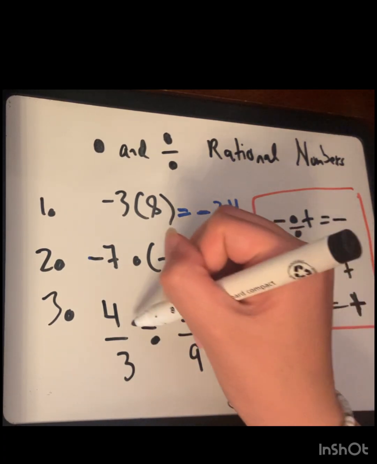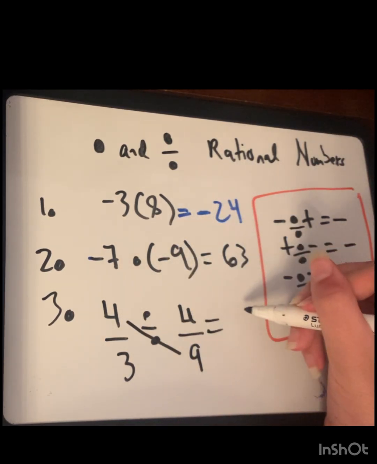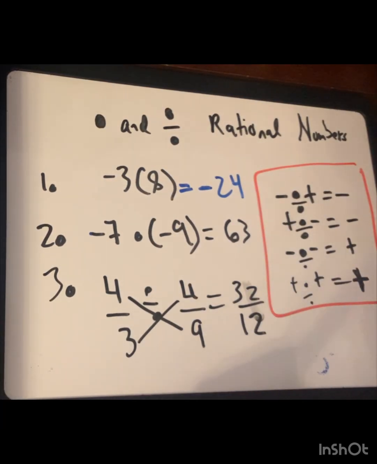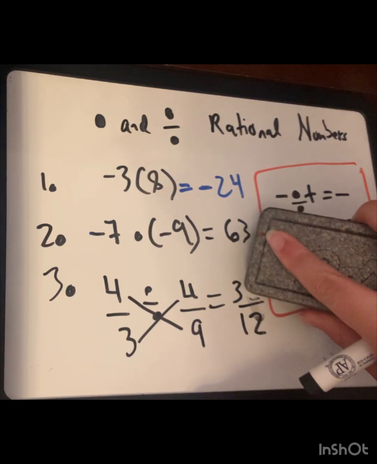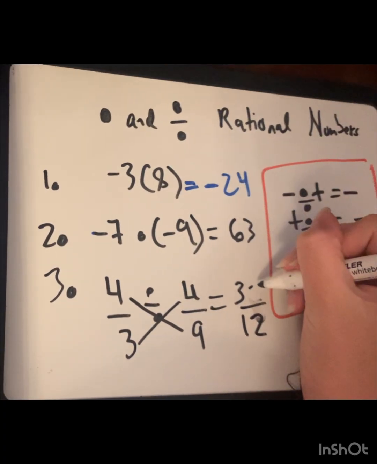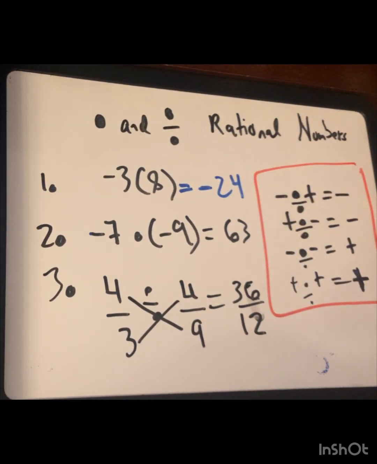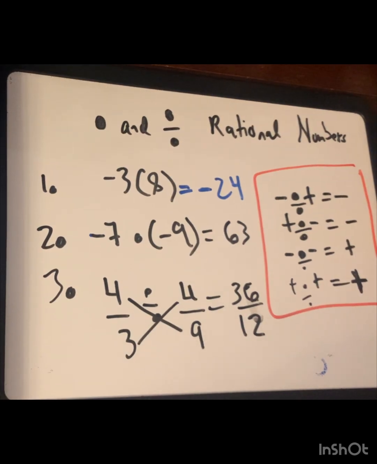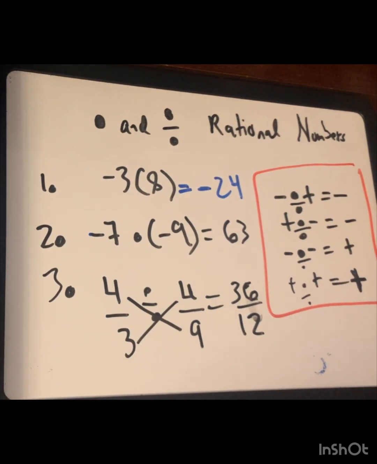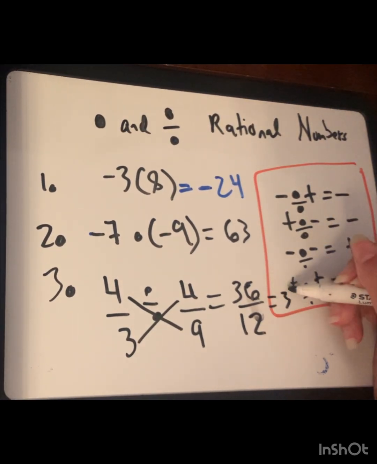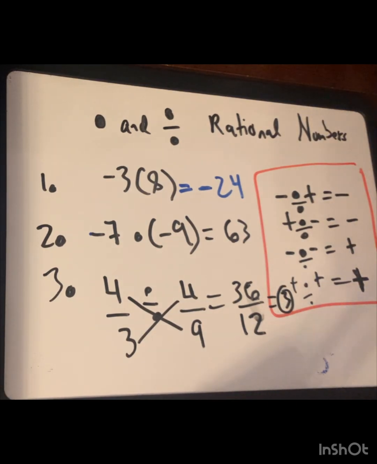You just cross multiply. 4 times 9. Yeah, I was thinking of 8 times 4. This is 36. And then 36/12. 36/12 is 3. You don't even have to simplify, you just divide it. And that's it, guys. Here comes the quiz.